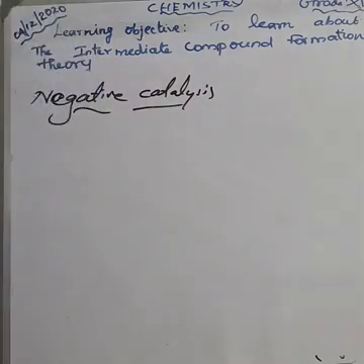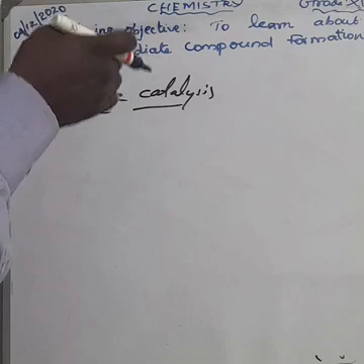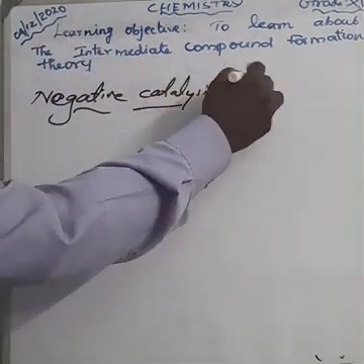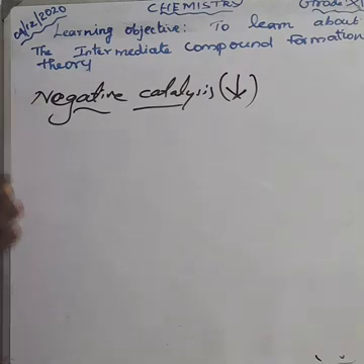Negative catalysis. The presence of certain substances decreases the rate of the reaction. Don't forget, it decreases the rate of the reaction. For positive catalysis, it increases the rate of the reaction. Here negative means decreasing the rate of the reaction. So it is called negative catalysis.